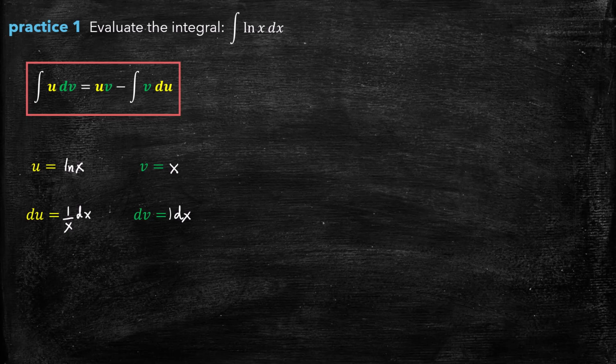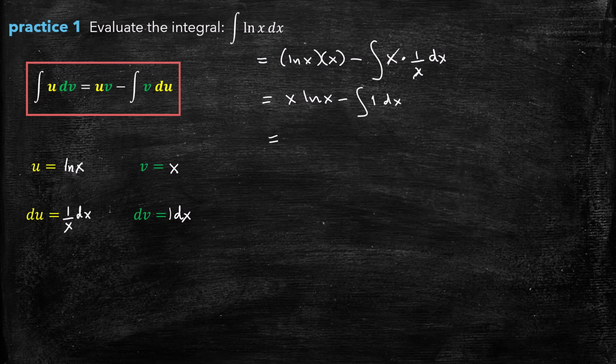And now we get to use the formula. So u times v, so ln x times x, minus the integral of v, which is x, du. And du is 1 over x dx. If I tidy that up a bit, that's x ln x minus x times 1 over x, that cancels. And so we get the integral of 1 is just x, and then plus c, and that is the antiderivative of ln x.